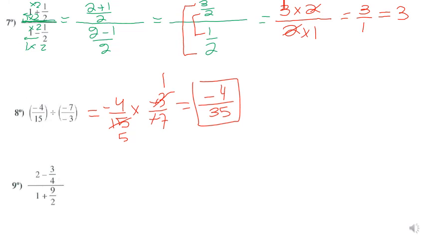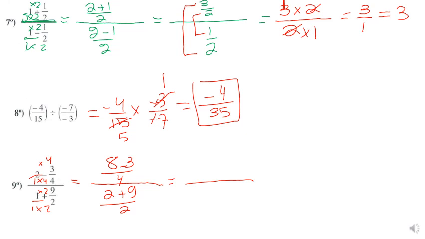Now in number 9, we have compound fractions, so the first thing you have to do is to put an equal and big line of fraction. Numerators alone, denominators alone to get only one fraction. 2 over 1 and we multiply by 4, we get 8 minus 3 over 4. Over 1 times 2 times 2, so it's 2 plus 9 over 2. Equal, big line of fraction before I start with anything. 8 minus 3, it's 5 over 4 over 11 over 2.